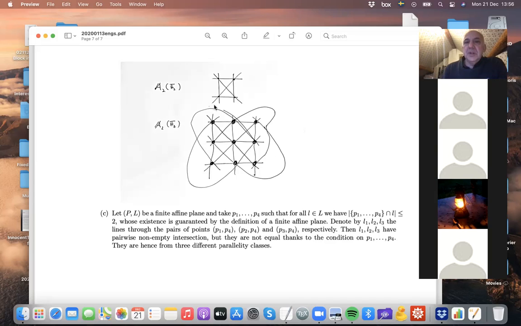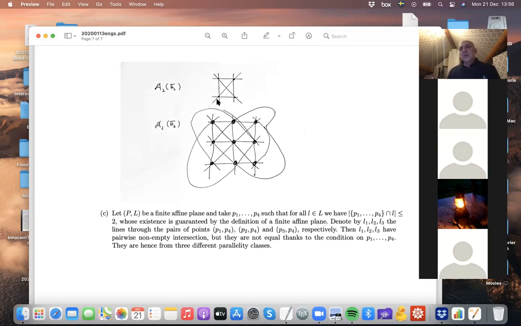And what we do actually, if I look at this picture, we take P1 connected to P2, there is such a line. P1 connected to P3, there is such a line. P1 connected to P4, there is such a line. And I'm saying that these 3 lines, P1 to P2, P1 to P3, P1 to P4, they cannot be parallel to each other. They lie in 3 separate parallelity classes.